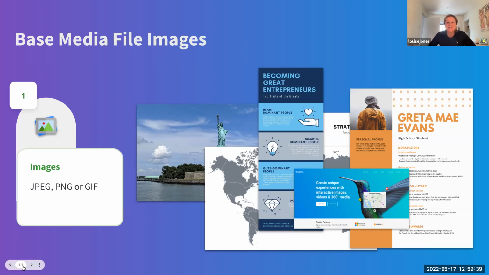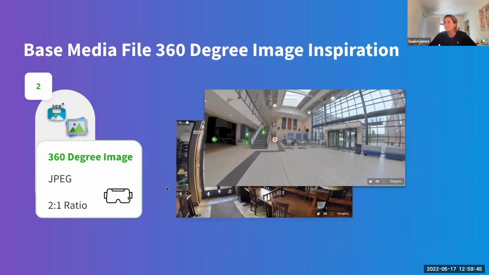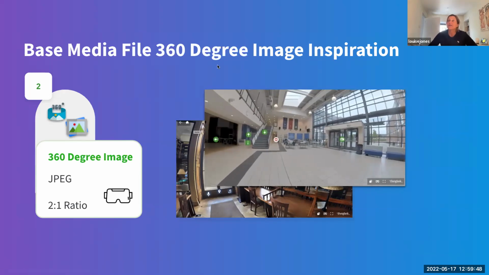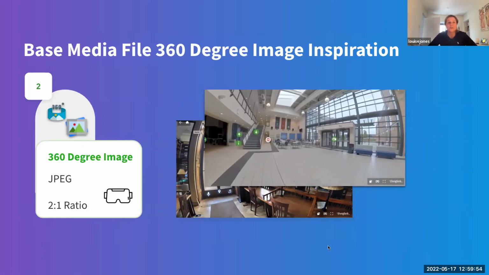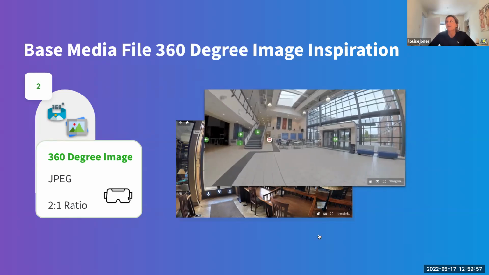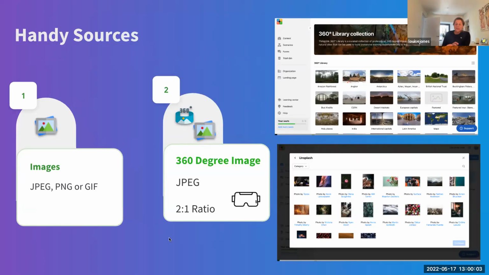So your media files that are images can be any type of image or JPEG. And also with 360-degree images, remember you can take these and that might be a virtual tour, but what else can you use with 360 media? And if you don't have any images or 360, we also provide you with a 360-degree library, and we also provide you with the option to search on Unsplash for images that you can use as your base media.